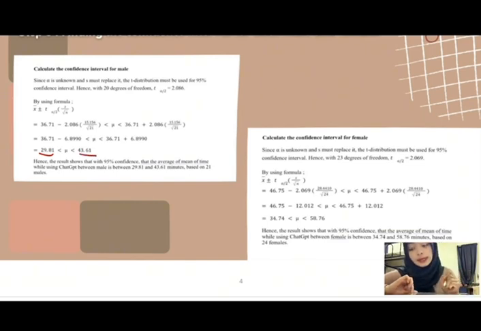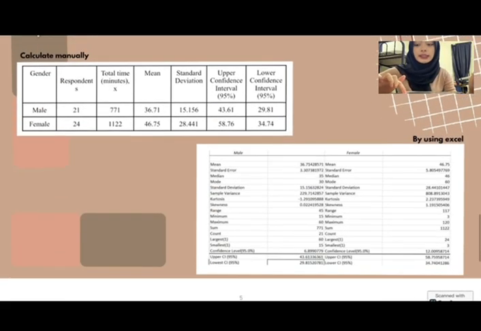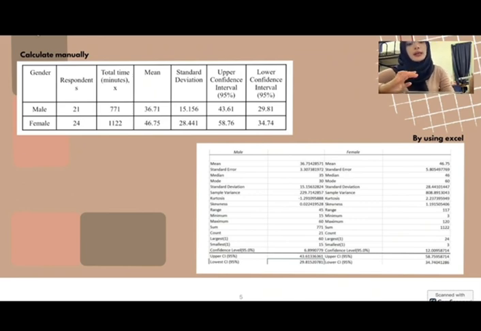So for the conclusion, the result shows that with 95% confidence, the average mean of time while using Chatgpt for male is between 29.81 and 43.61 minutes based on 21 males. For females, the result shows that with 95% confidence, the average mean of time while using Chatgpt for female is between 34.74 and 58.76 minutes based on 24 females. So this is the difference for the conclusion. The results that we calculated manually and by using Excel, you can see that both are the same.